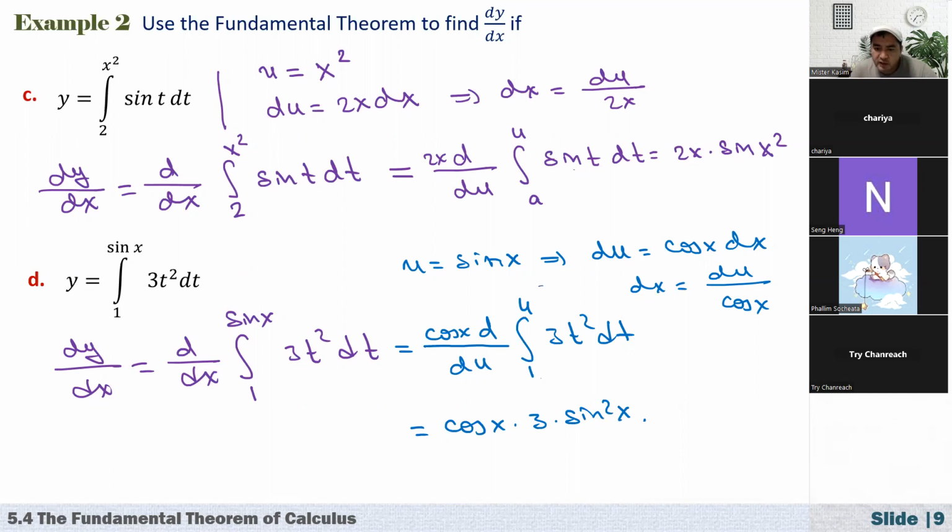Why did I write 3 here? We have 3 here because of this. Okay. So that's equal to 3 times cosine of x and here we have sine squared of x. So that means that if you integrate now this function, you will get our f again.